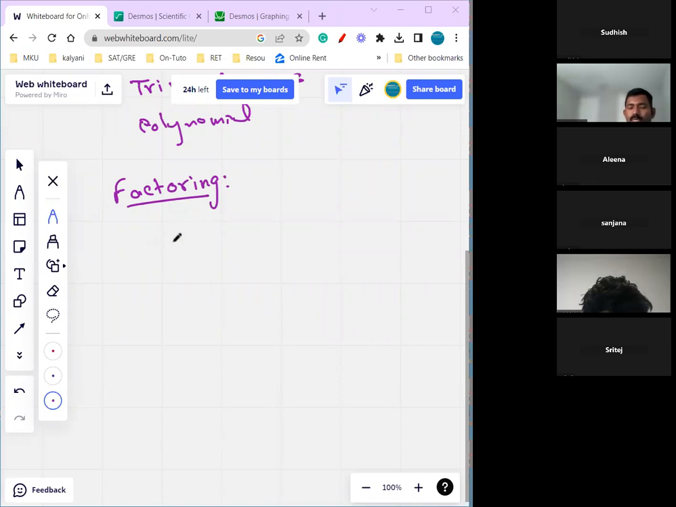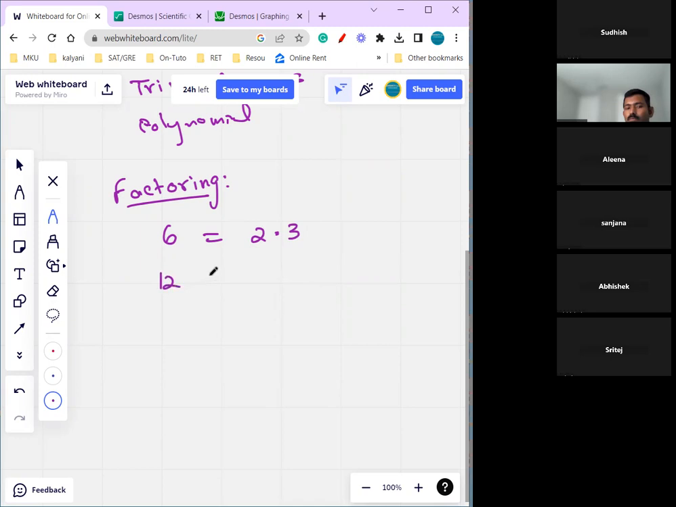So factoring is basically, let's say if I give a 6, the factors are 2 times 3. Just like if I have a 12, I can break it down as 2 times 6, and 6 is 2 times 3. These are the factors for the 12. The same thing applies to polynomials, you can do that factoring as well.